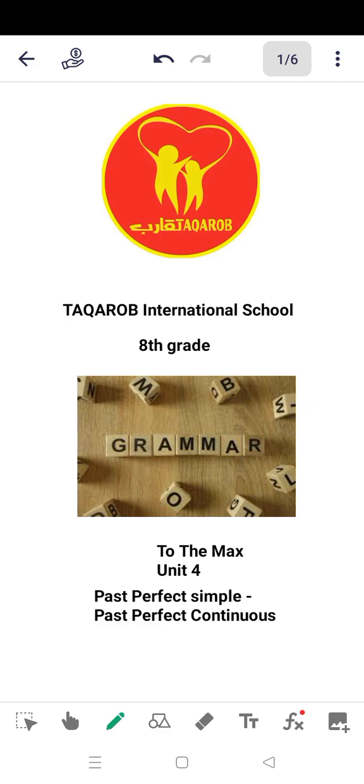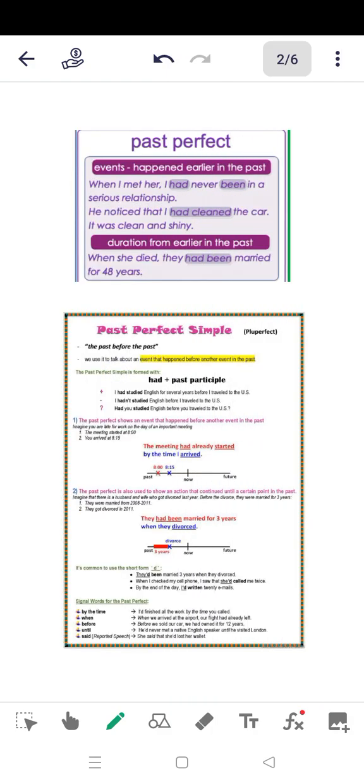Do the Max Unit 4, Past Perfect Simple, Past Perfect Continuous. This is a grammar lesson. What is past perfect? Past perfect is events that happened earlier in the past. For example, when I met her, I had never been in a serious relationship. Another example: he noticed that I had cleaned the car. It was clean and shiny. Duration from earlier in the past: when she died, they had been married for 48 years.